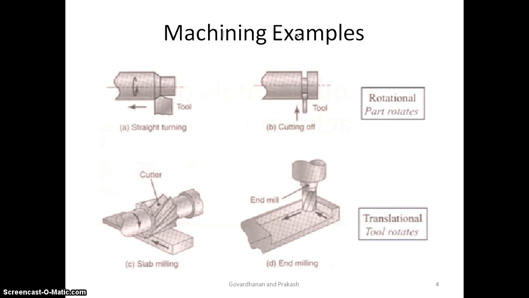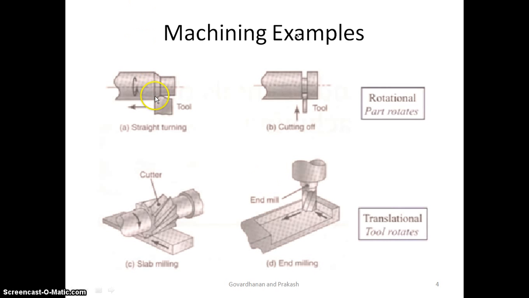The machine tools may be classified broadly into machine tools for cylindrical work and machine tools for flat surface work. Here are some examples. Rotational: the part rotates, the tool is stationary. Translational: the tool rotates, the workpiece is stationary.